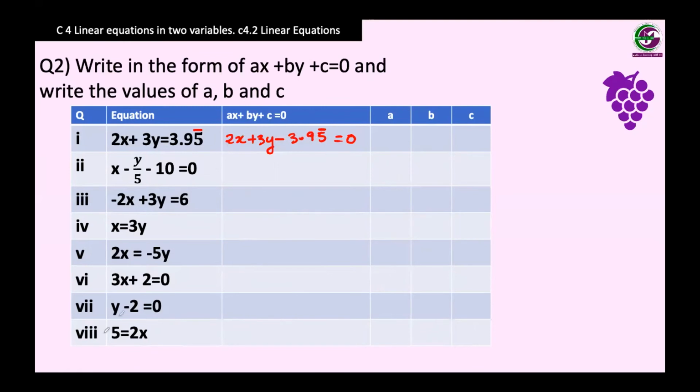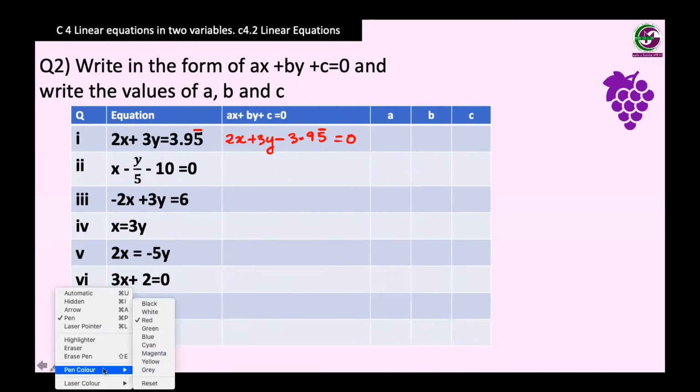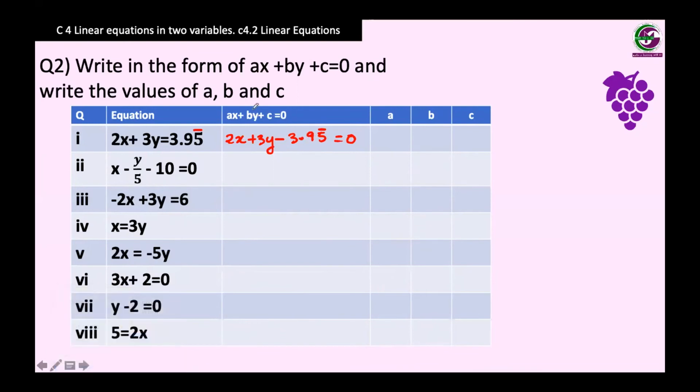So the value of a is 2. This is a. This is b. And this with the sign is c. So a is equal to 2. B is equal to 3. And c is equal to negative 3.95 bar. Okay, let's see the next question.